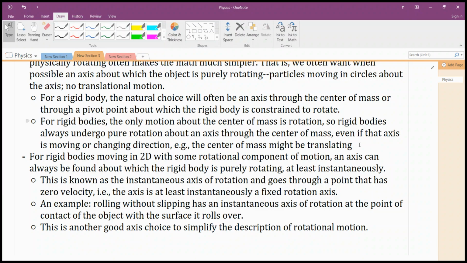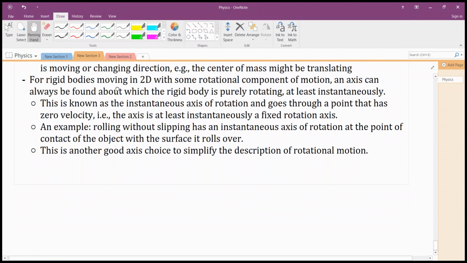This is known as the instantaneous axis of rotation, and it goes through a point that has zero velocity, so the axis is at least instantaneously a fixed rotation axis. And you will find examples of this in rolling without slipping, where the point of contact of the object with the surface that it rolls over is instantaneously at rest.